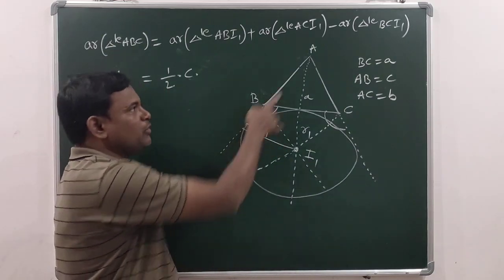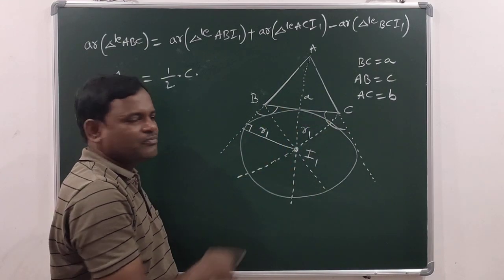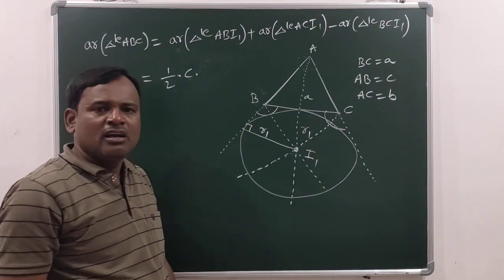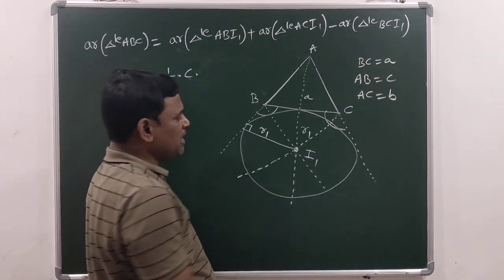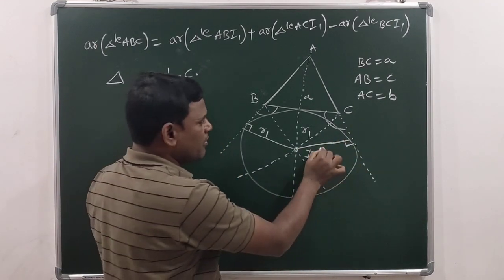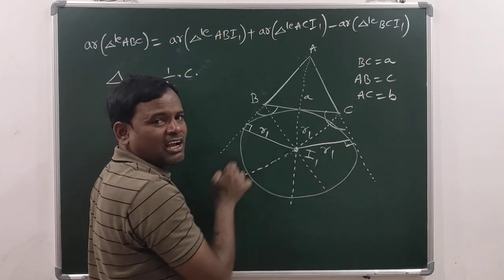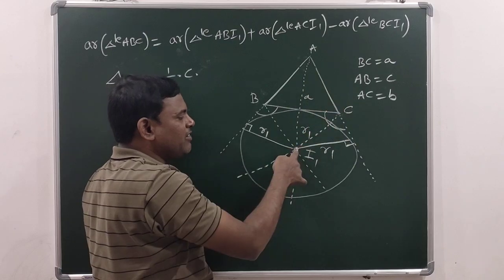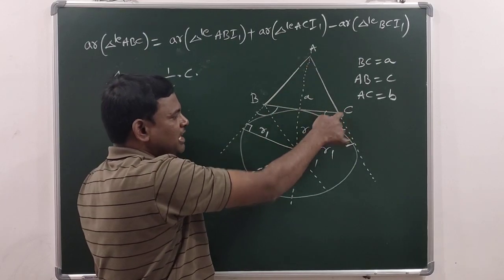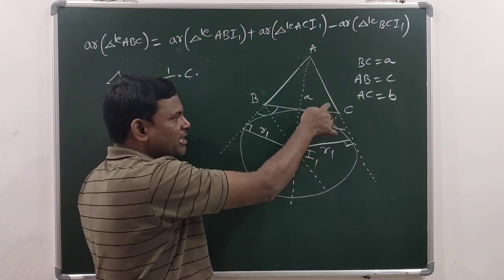This will be the altitude for this triangle, whereas for this triangle it will be the radius. So similarly, draw the radius R1 from I1 to this AC side. This will be the altitude for triangle ACI1. Here, this is also an obtuse angle triangle.